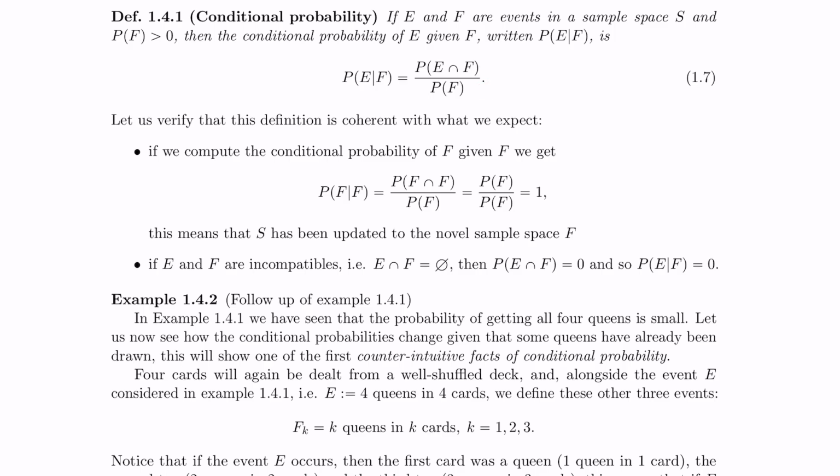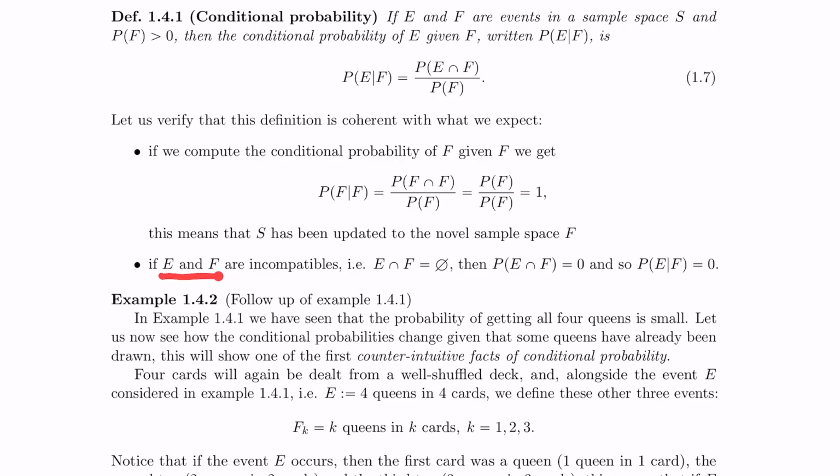Let's verify that this definition is coherent with what we expect. First of all, we must verify that the conditional probability of F given F is 1. That is, the probability of occurrence of F under the hypothesis that F occurs is 100%. If we introduce F instead of E in the definition, we have the probability of F intersected with F, which is of course F itself, divided by P of F, which is of course 1.